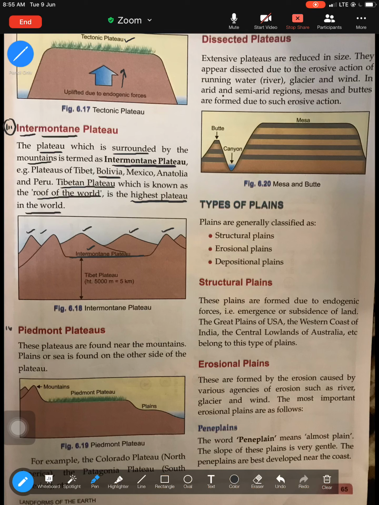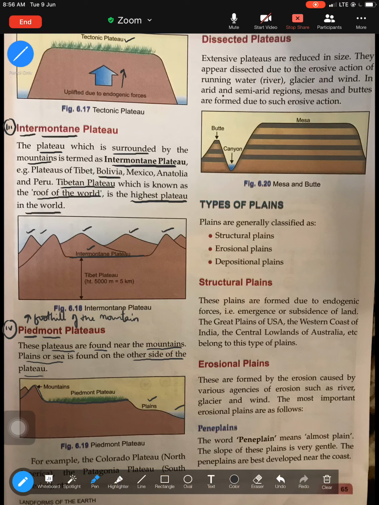The fourth type of plateau is Piedmont. Pied meaning foothill, mont meaning mountain. So foothill of the mountain. The plateau which is formed at the foothill of the mountain is known as a Piedmont Plateau. So these plateaus are found near the mountains and there are plains or sea on the other side. If this is a mountain, because the mountain has been eroded, that is how the foothill of the mountain is a Piedmont Plateau, surrounded by plains or seas on the other side.